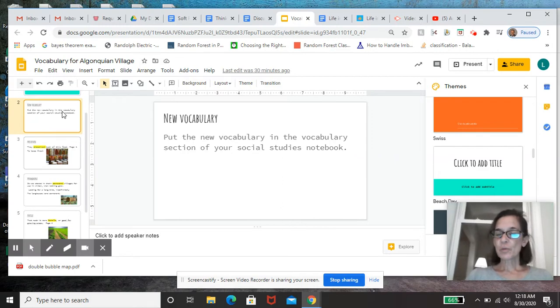Okay, and I want you to put the new words in the vocabulary section of your social studies notebook. So it's in the back of your notebook. We put a little sticky note there to remind us that this is our vocabulary for social studies, because we have vocabulary sections in every notebook so that we can put our domain-specific vocabulary there.